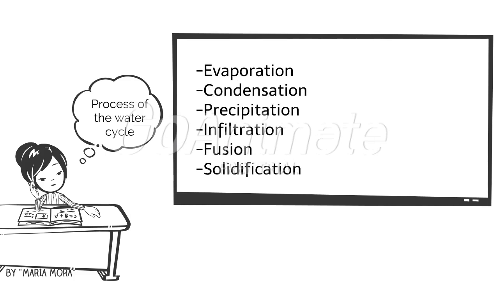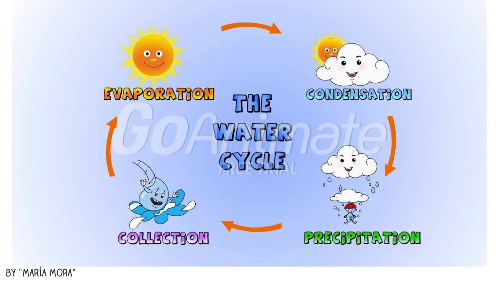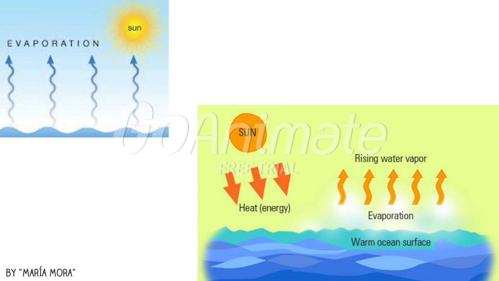I know about the 6 phases that are evaporation, condensation, precipitation, infiltration, fusion, solidification. Thank you, Brianna. Guys, I want you to see this picture. The first one is evaporation, which consists in the water evaporating from the oceanic surface and the terrestrial surface, and also by the organisms.